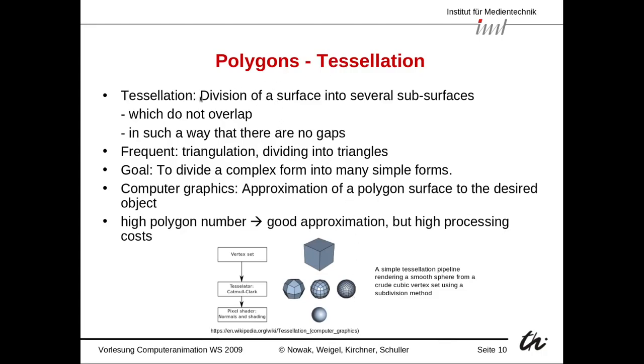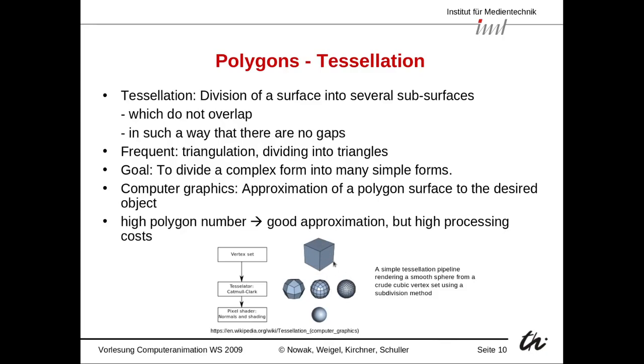Tessellation means a division of a surface into several subsurfaces which do not overlap in such a way that there are no gaps. Frequently we have triangulation, dividing into triangles. And the goal here is to divide a complex form into many simple forms. In computer graphics, this means the approximation of a polygon surface to the desired object. When we have a high polygon number, we get a good approximation, but that also means high processing cost because we have many data points that we need to take care of in our computer.